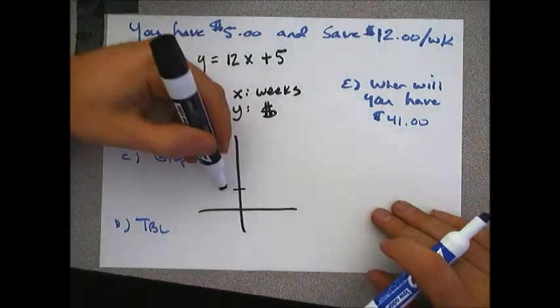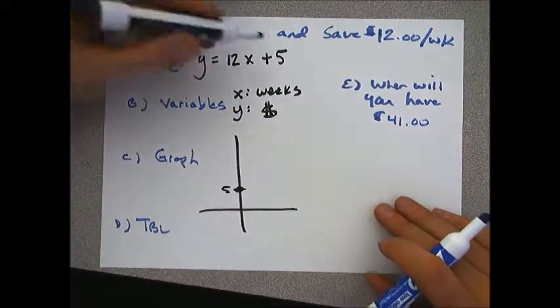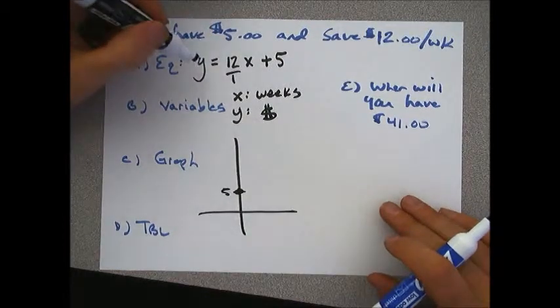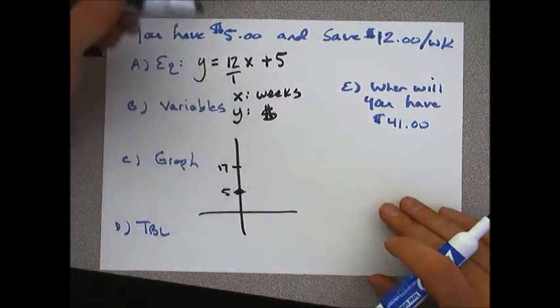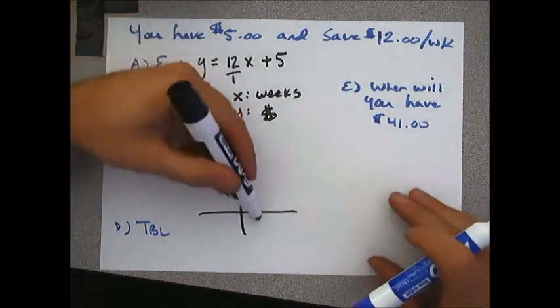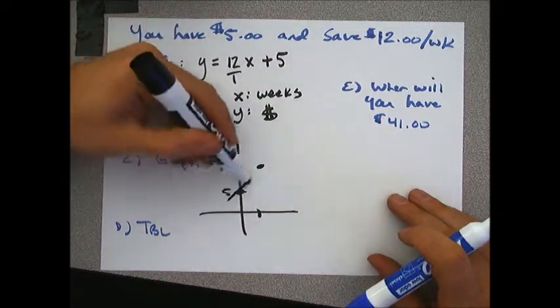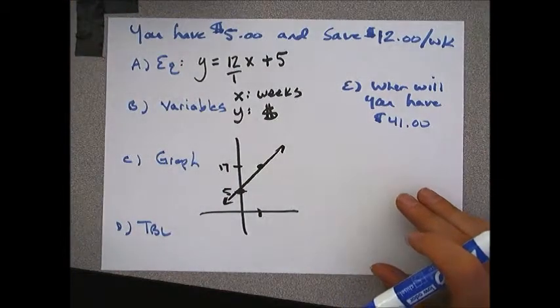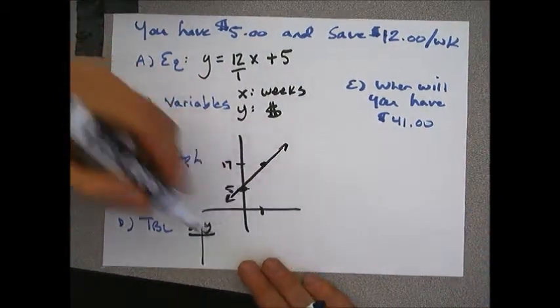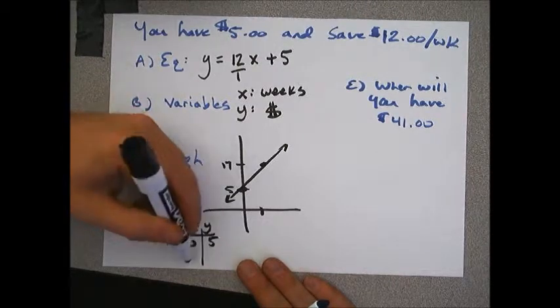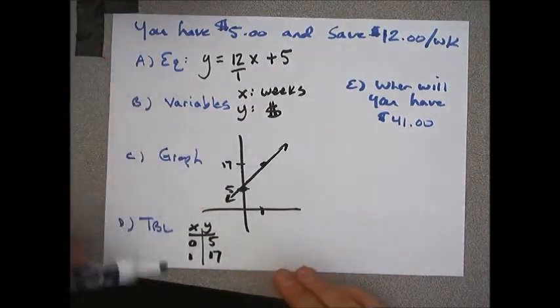I want to make a graph, so we're going to graph the equation 12x plus 5. I know that I'm going to start at 5, make a dot. 12 is like saying 12 over 1, so up 12, and that takes me to 17. There's my graph. It says table, so we can make an x and y table. At 0, I'm at 5. At 1, I'm at 17, and you can keep this table going.